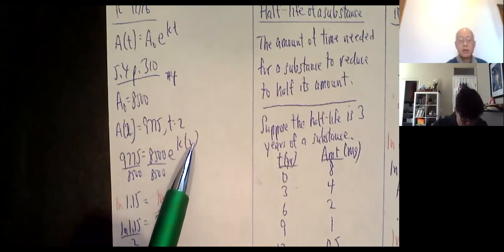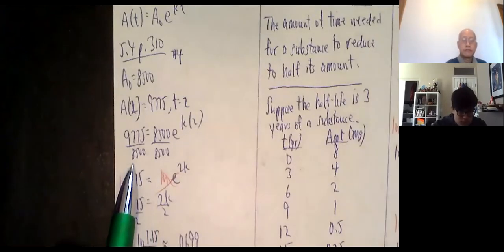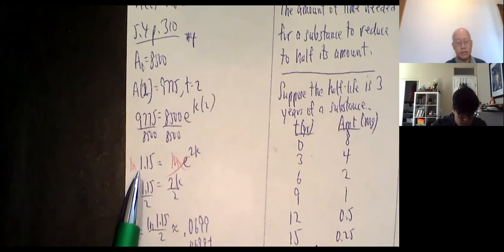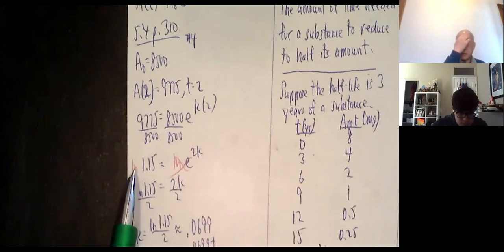So for k, you should know how the game works by now. Divide by 8,500. Okay, this is 1.15, no big surprise. We knew that was going to happen. Equals e to the 2k. Take the natural log of both sides.